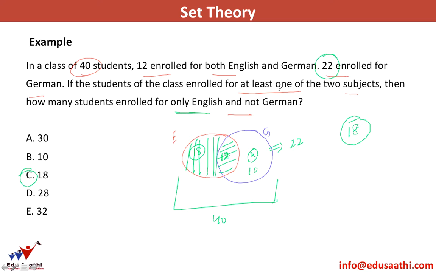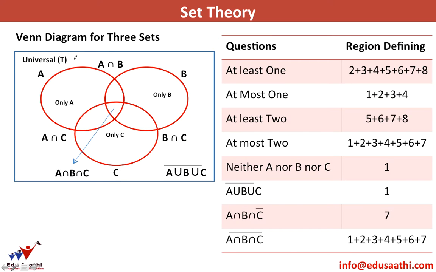So now we've done two questions, one with the formula and one with the visual representation. Now there are some questions which are easier with the formula and some which are easier with this visual representation. How will you come to know how to solve the question? Is through practice. I've taught you both the approaches. So let's look at the Venn diagram for three sets.